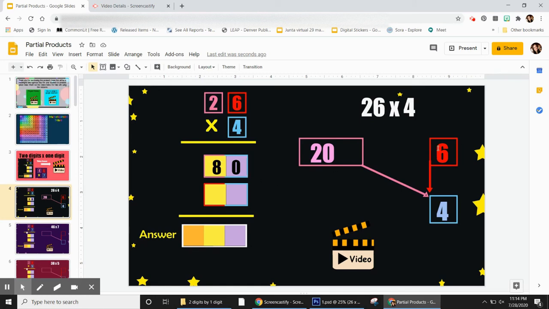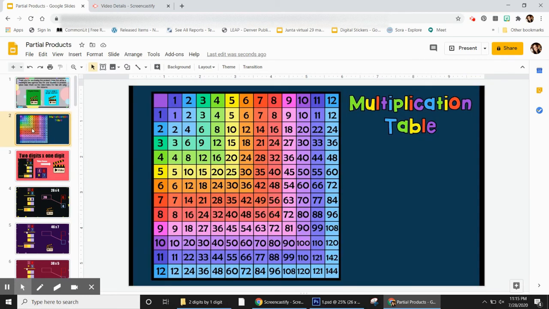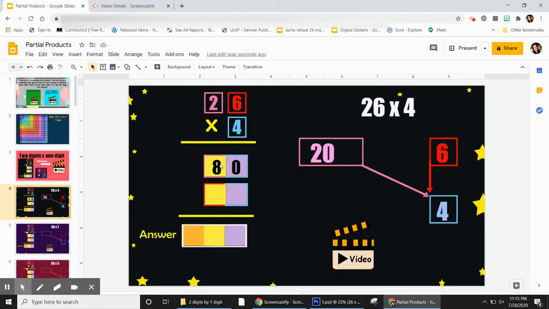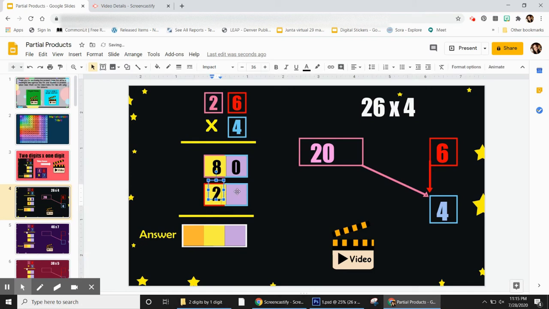Now we're just going to do the red times blue. Both of these get to multiply against the 4 because the 26 is a team. So 20 times 4 and 6 times 4. 6 times 4 I know is 24 because I have my multiplication memorized. If you don't, that's okay. You can just go up to the multiplication table. 6 and 4 is 24. So I'll put the 2. And on these boxes, just click and then type like that.